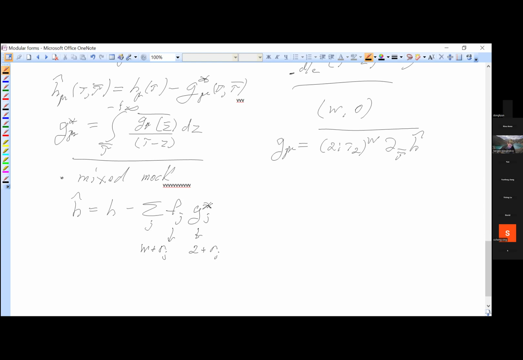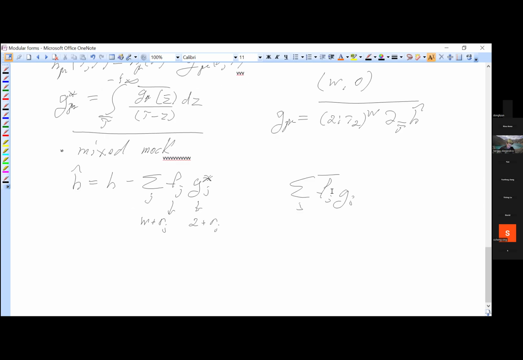So in other words, this is a more general class for which the shadow is given by this Fj, Gj bar. So a more general shadow. And it is this class, these mixed mock modular forms, which typically appears in applications. So pure mock modular forms almost never appear. You always work in practice with mixed mock modular forms.